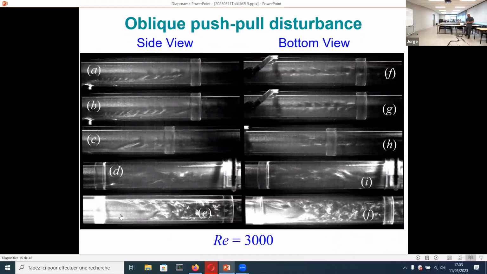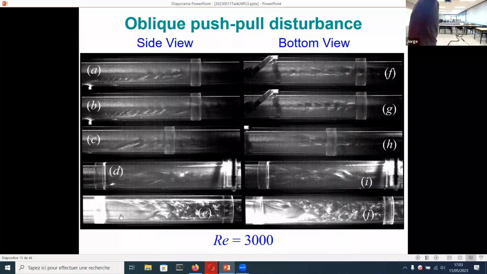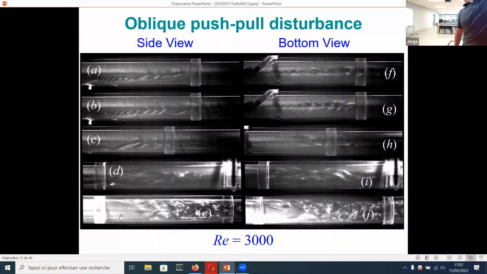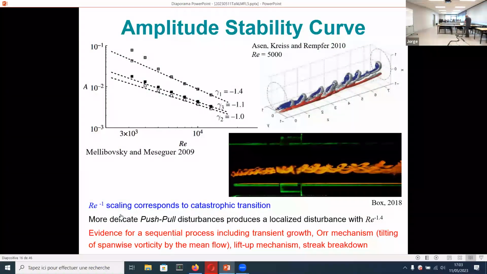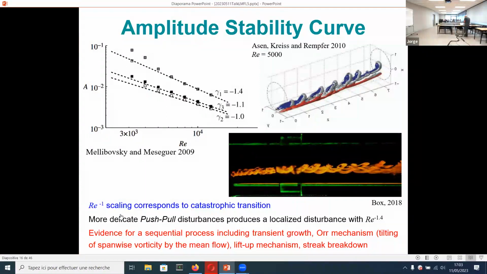So these are some pictures of the push and pull disturbances. You see that you inject something. This is the view from the side on the left side, and this is the view from the bottom. And you see the hairpin vortices or hairpin-like vortices that appear, grow, interact with the top wall, and decay and move into a turbulent patch. So these are scaling laws, and these hairpin vortices have also been observed in numerical simulations.